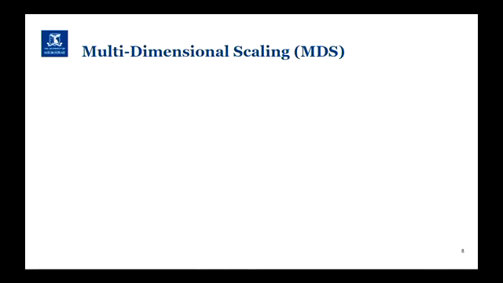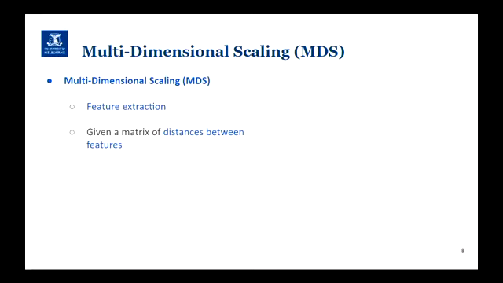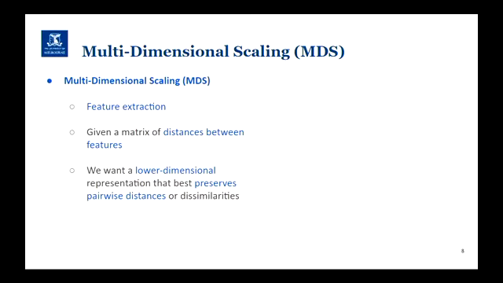So the first method I'd like to introduce today is called multidimensional scaling, or MDS. And this is, again, a feature extraction method. Therefore, we are not selecting a subset of features. Rather, we are combining existing features into new ones. Given a matrix of distances or dissimilarities, with MDS you want a lower dimensional representation that best preserves the pairwise distances between our features.